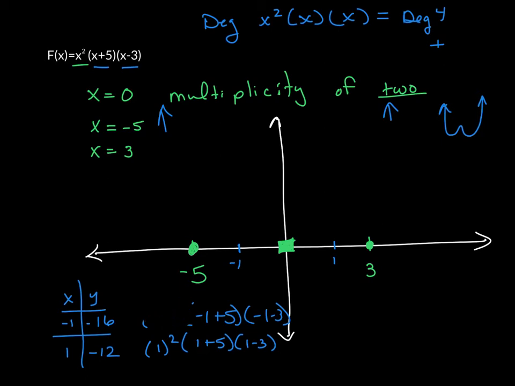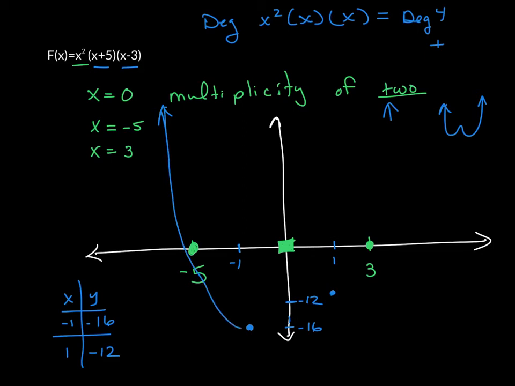So let's go ahead and graph this. At -1, that graph would be -16, and at 1 it would be -12. So now I can go ahead and fill in the rest of this graph. We'll come down, bounce up, and then go back up.